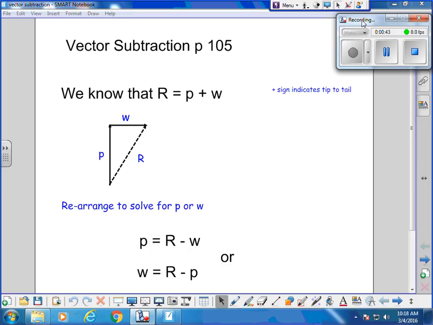So, we know that if we talk about planes in the wind, the resultant is equal to the plane speed plus the wind speed. For example, this one right here, I've got the plane going straight north, and the wind is blowing it east, which results in the plane going at some angle like that. And that's grade 11 physics, or at least it is here.